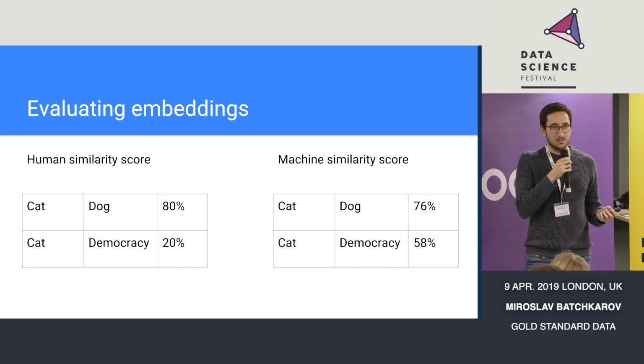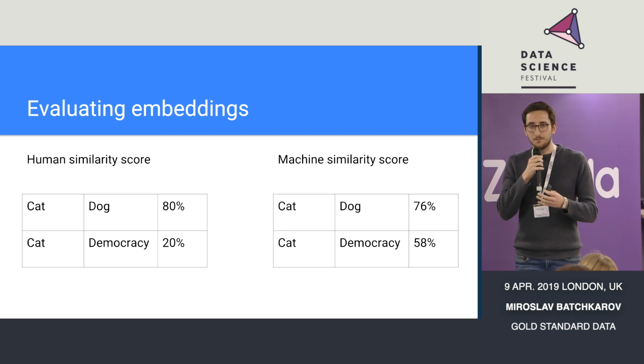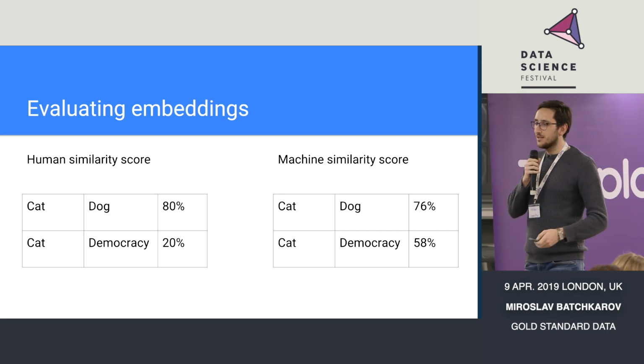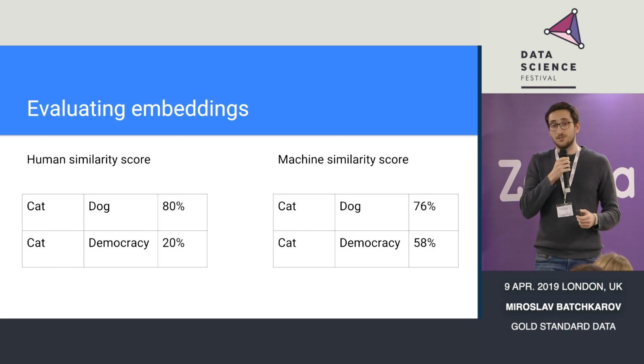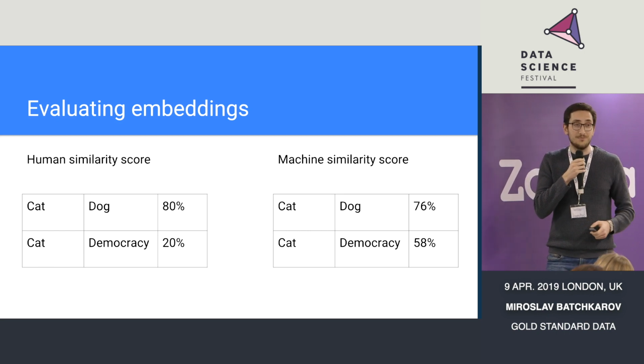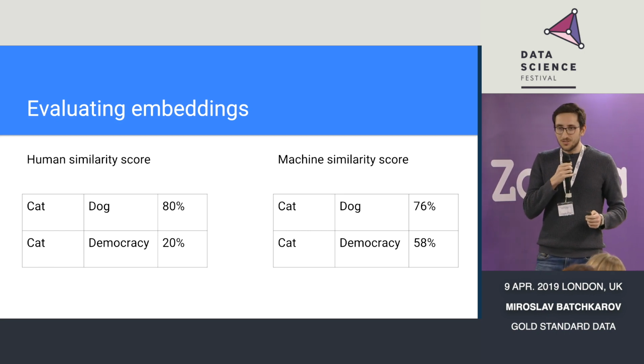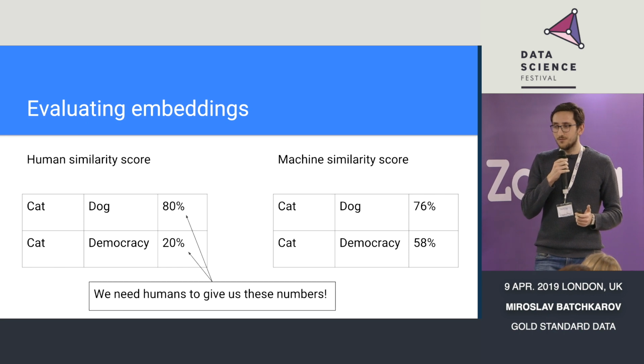And because in a word-embedded space we have vectors, we can do the exact same thing and query a model. So if I ask the model, it might say, you know, cat and dog are similar to a degree of 0.76, and cat and democracy, 0.6. The numbers are completely made up, by the way. So the evaluation basically falls out.